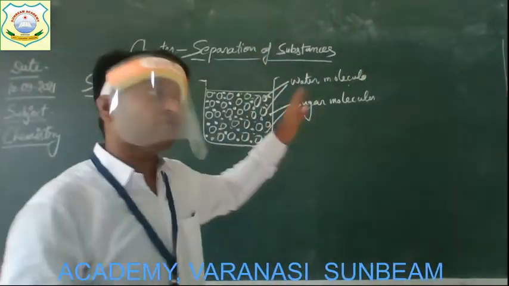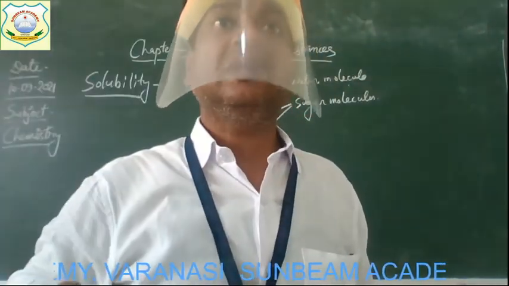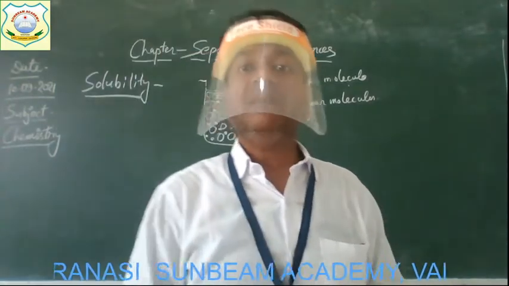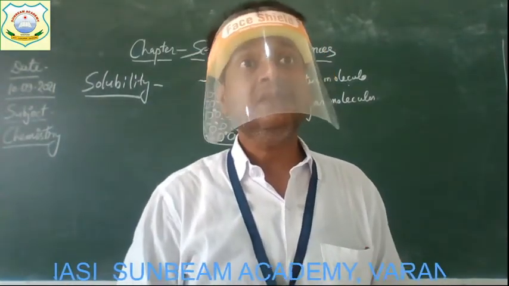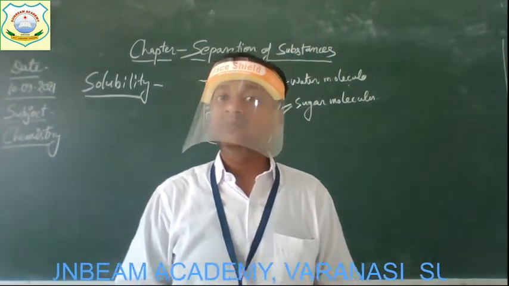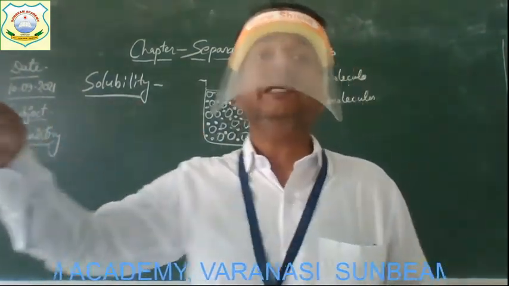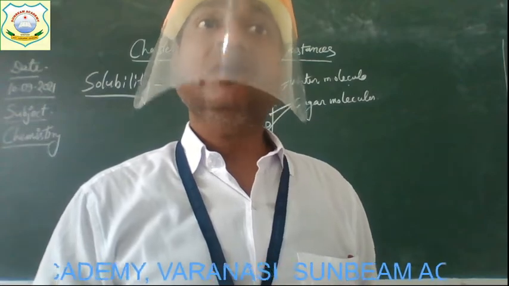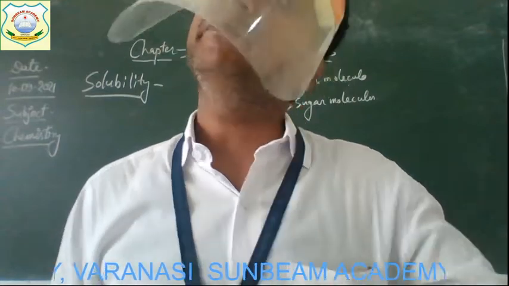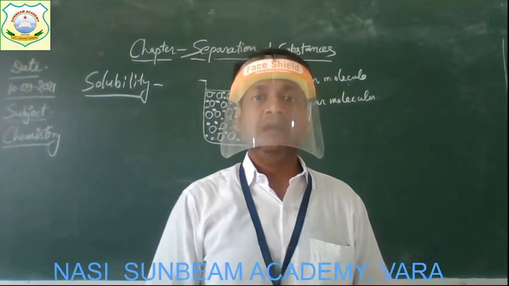The molecules of water and molecules of sugar all are spread in the glass. Get it? But we are not able to see the molecules because they are very, very small in size. The molecules are too small to be seen, and this sugar seems to disappear in the water. It seems that it disappears, but actually it does not disappear. It breaks into molecules and gets spread all over the water or liquid.